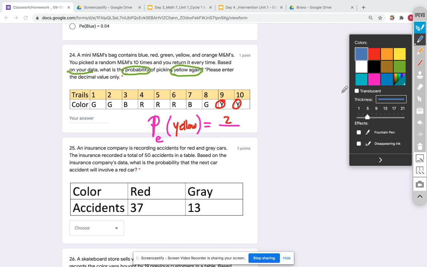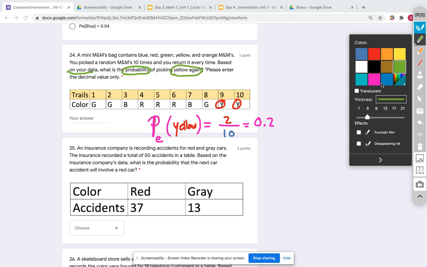Now the denominator is always the total, a total of how many experiments or repetitions of the experiment you have conducted. So what is the total repetitions of the experiment? I hope you're able to tell me that it was 10. So from there, go ahead and convert this fraction to a decimal. Okay, I hope you're really quick on that, and it's 0.2.